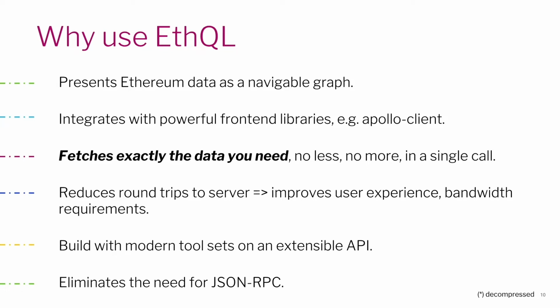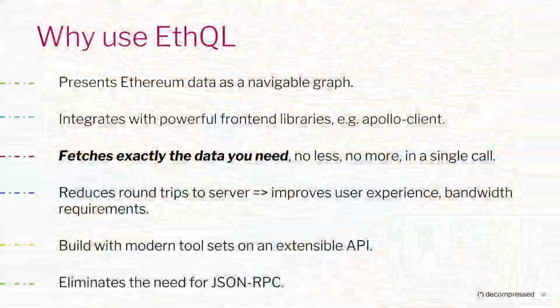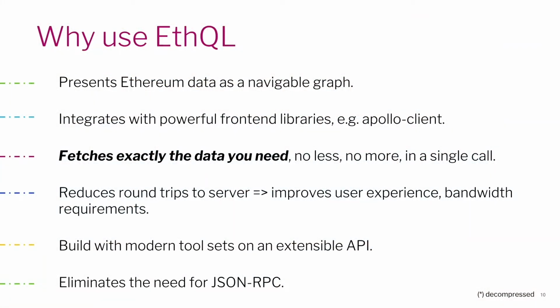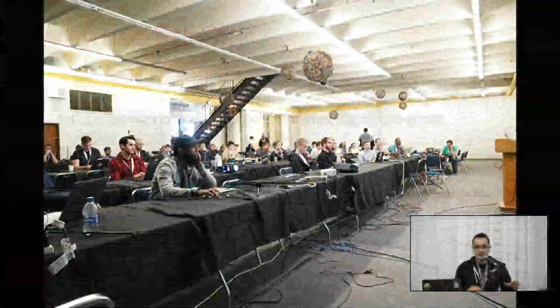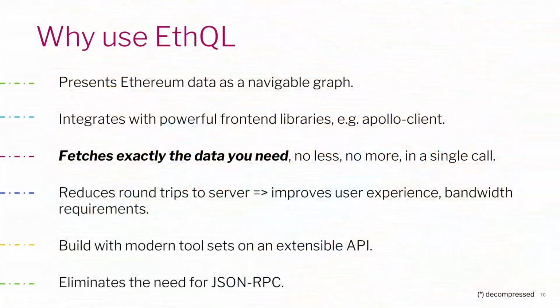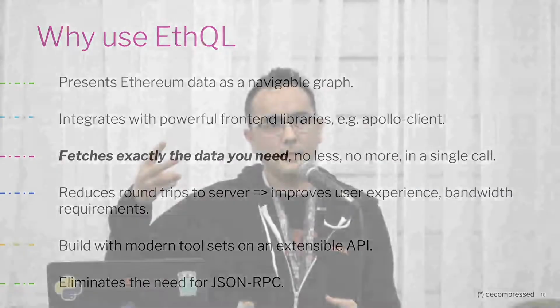More importantly, it fetches only the data you need, no less or no more, right? The problem with JSON RPC and REST is that it suffers from data overfetching or underfetching. You're either fetching way too much data that you're only going to use a portion of, or you have to make multiple calls in order to get the data that you need. EthQL kind of solves all of that. This means it reduces round trips to your server. It gives you less data you have to parse and decode, which means it's improving your user experience. It's decreasing the time you have to wait for the network to return the data. And it provides a better user experience for your users.